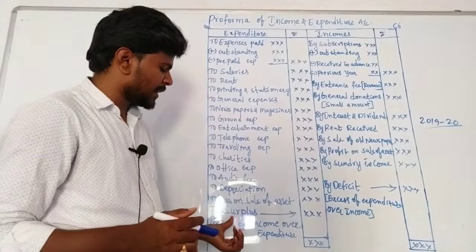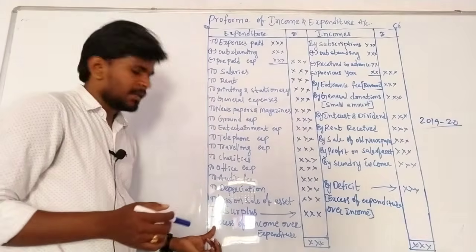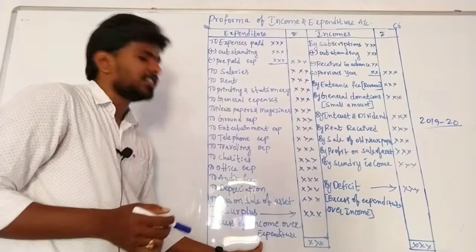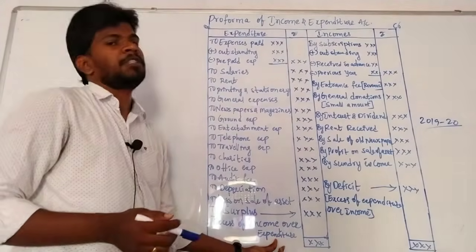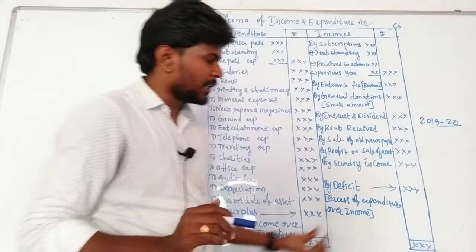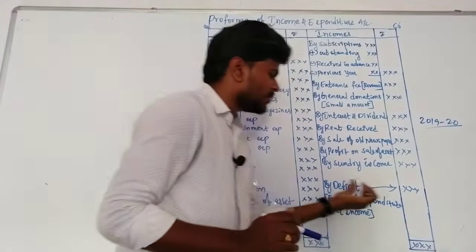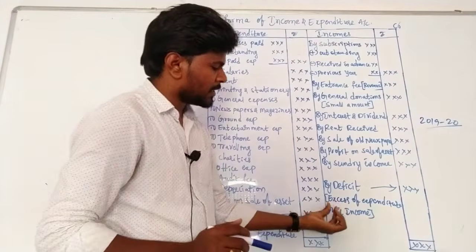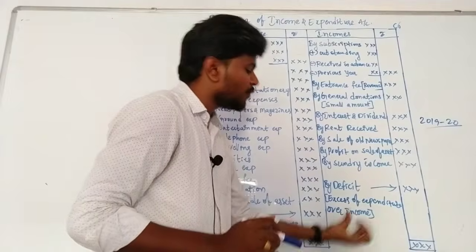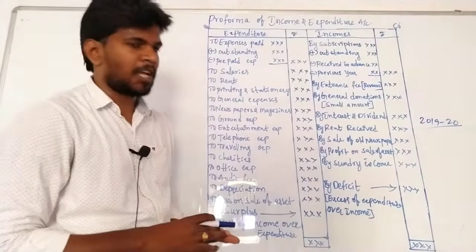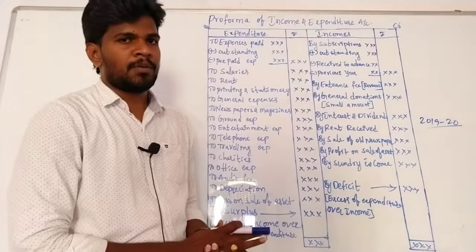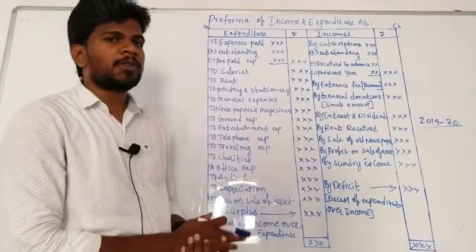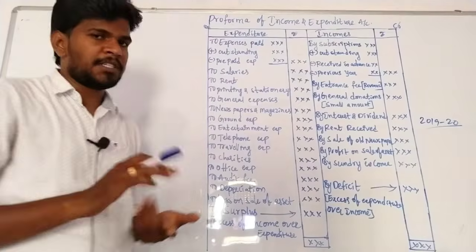In case of surplus, we have to write: excess of income over expenditure. That means incomes are greater than expenditure. If the difference is on the credit side, we have to write deficit, that is, excess of expenditure over income. That means expenses are greater than incomes. This is the process of preparation of the income and expenditure account.